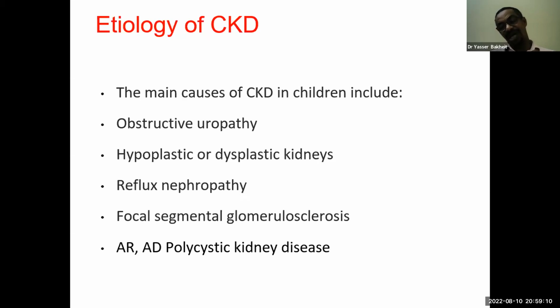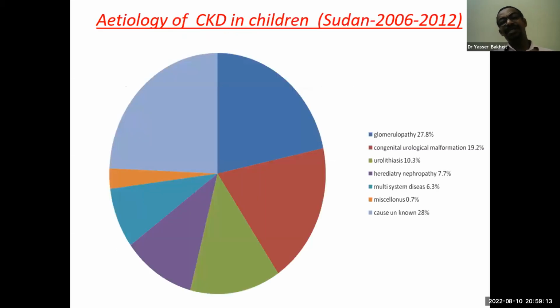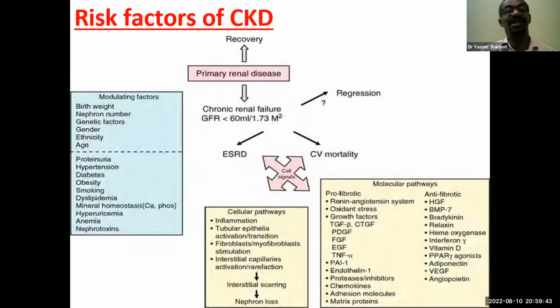This is widely reported data, but in Sudan, the main cause is glomerulopathy at 25 to 27% of total cases. This data was collected by Muhammad Babikir, Tijani and Rashid. Congenital urological malformation is 19.2%, still high, and unknown causes are 28%, still high.